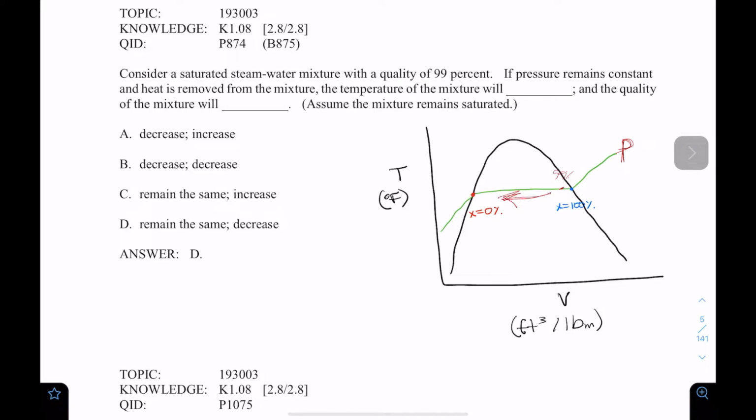In this case, because I'm here in the saturated part and I'm starting to remove heat, the temperature of the mixture remains the same. But what's going to happen with the quality of the mixture? Obviously, if I remove heat, I'm decreasing the quality of the mixture, right? So therefore, my answer is D, delta.